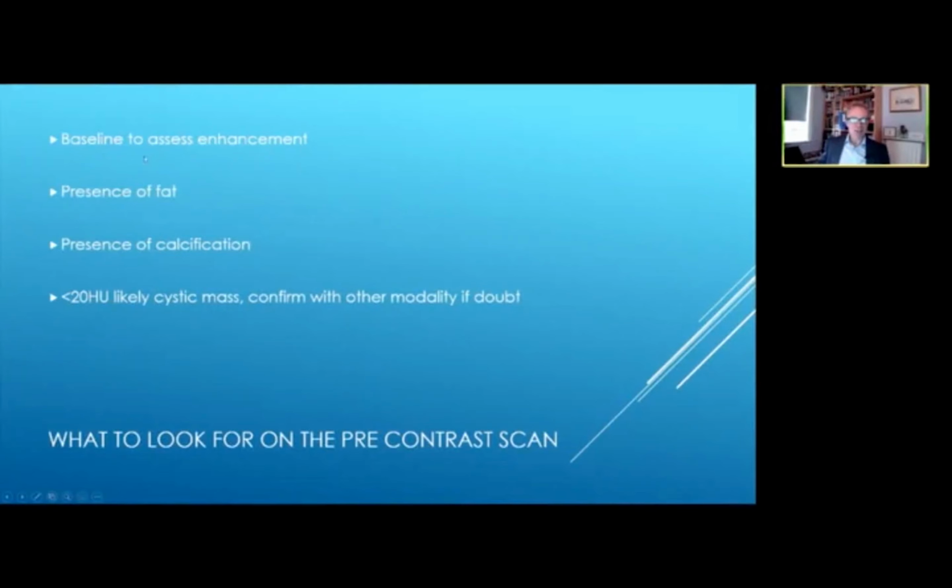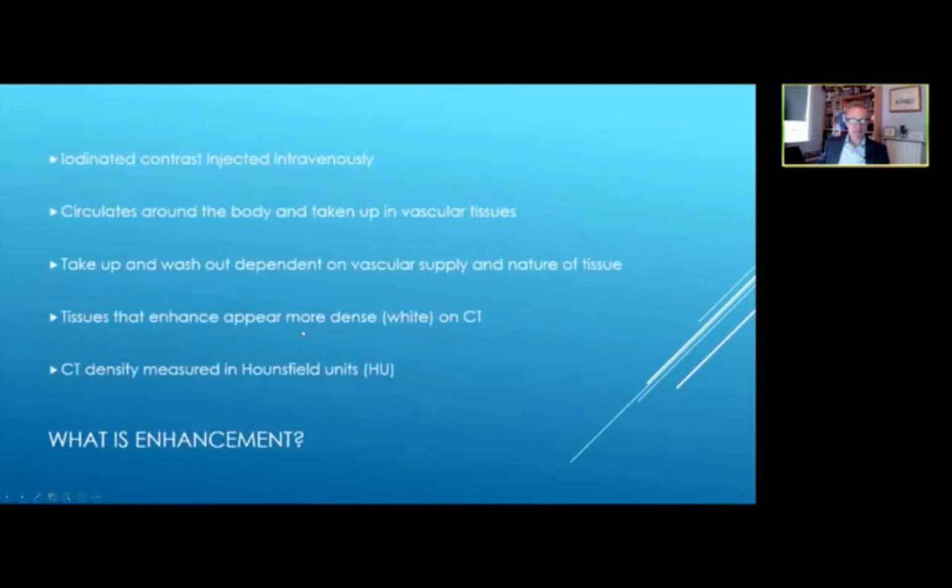So what you need to look for on the pre-contrast scan, you need to get your baseline assessment. So you need to measure the density of the mass non-enhanced. Look for the presence of fat. If you can see fat, most of the time you can forget about the lesion, discharge the patient. There are exceptions which we'll talk about. Calcification is also important. So a cystic mass generally will have a non-enhanced density of less than 20 Hounsfield units. I say generally, occasionally solid masses can be of lower attenuation. If you've got any doubt at all, confirm it with ultrasound or MRI.